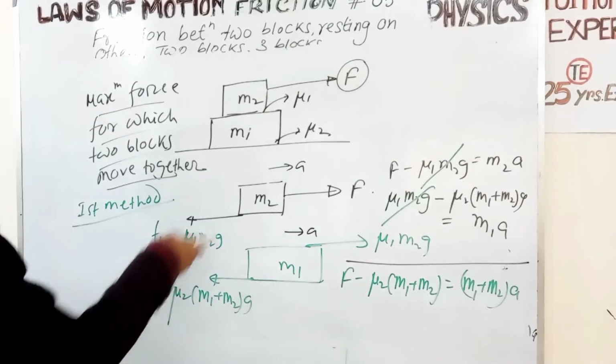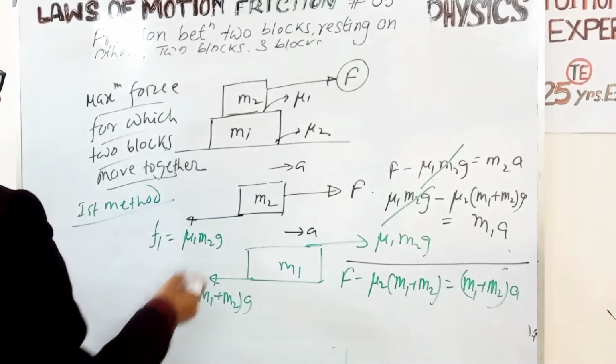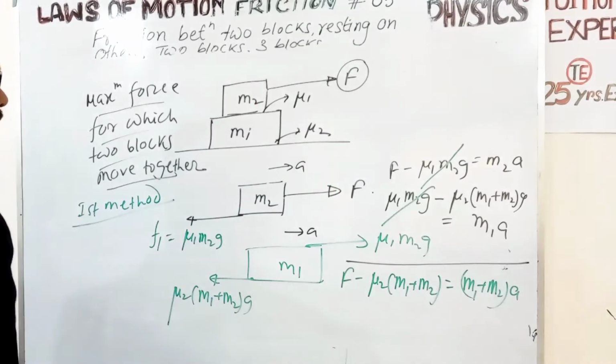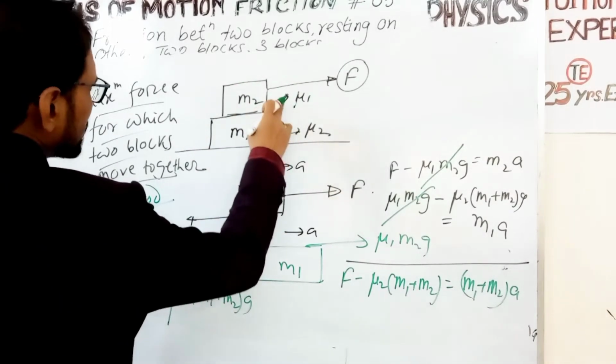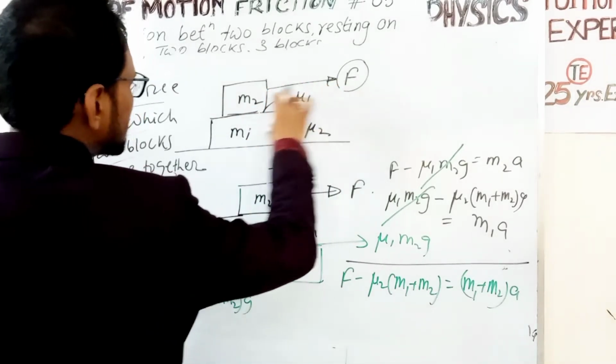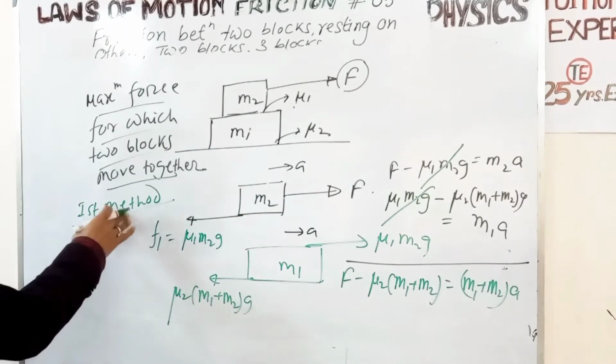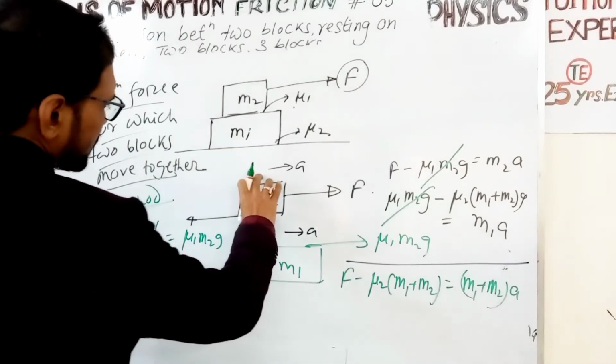I repeat the question once again. Two blocks are placed in this way. The coefficient of friction between these is mu1 and this is mu2, and a force F is applied on M2. Now what is the maximum force for which the two blocks move together? First method I discuss. First draw the free body diagram.